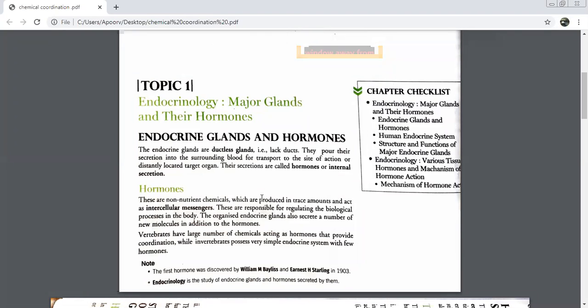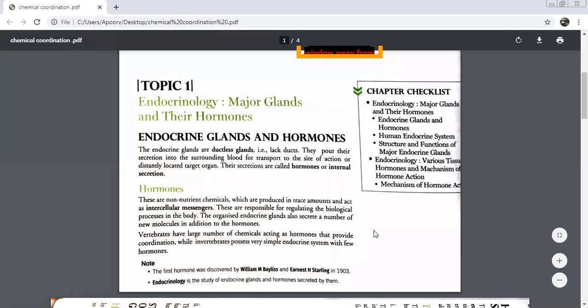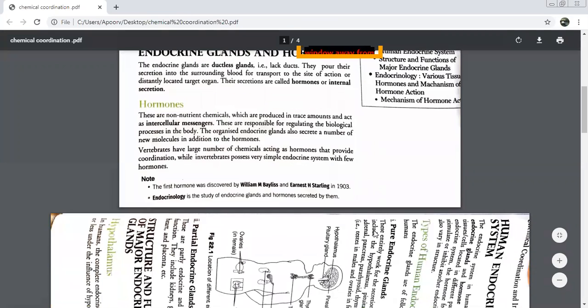Very good. Where do we have more hormones secreted, in vertebrates or in invertebrates? Vertebrates. Now we come to some important general awareness things in this.